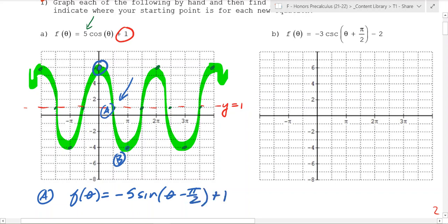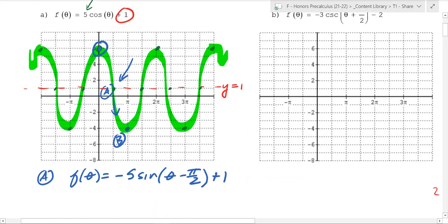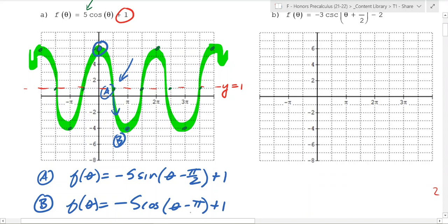So you need that plus 1 to change the midline, but then it needs to go to the right pi over 2, and then it needs to go down instead of up. It goes down, that's why that's negative. And then if you wanted the anchor point at B, that would be f of theta equals -5 cosine, and you're going to the right pi, so theta minus pi plus 1. Same midline, and this is going to the right pi right there, and you need to make it negative so that it goes up instead of down.